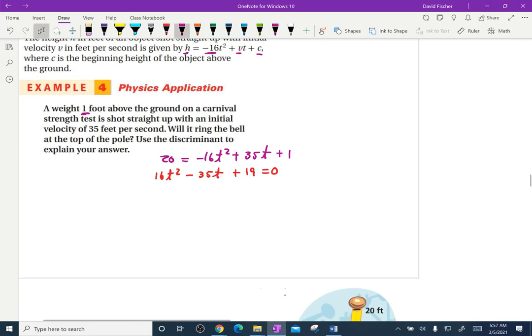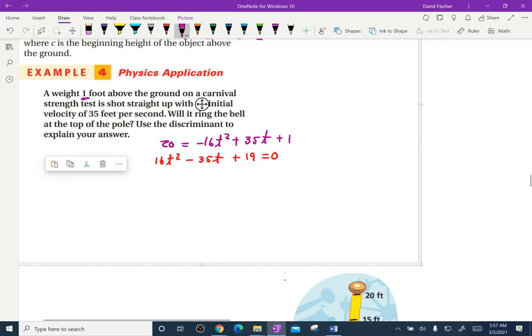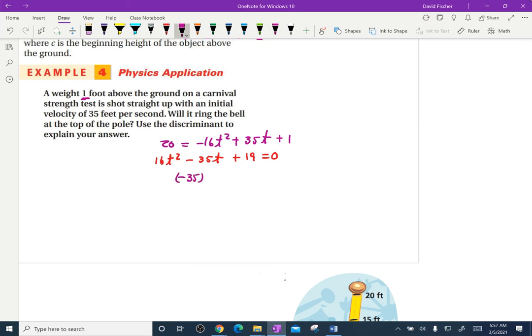Okay. Got it in standard form. Everything's on the left. Now, since I just want to know the discriminant, we're going to use that formula. I got minus 35 squared minus 4 times my A times my C. Let's see what 35 squared is. That's 1225.